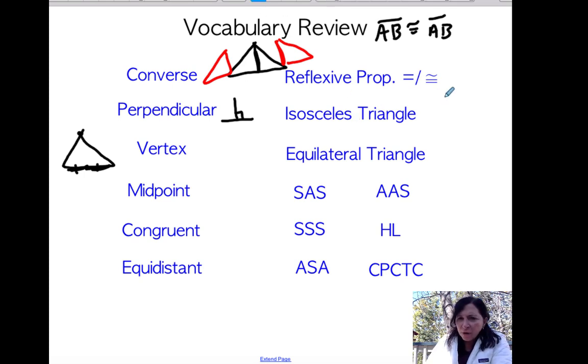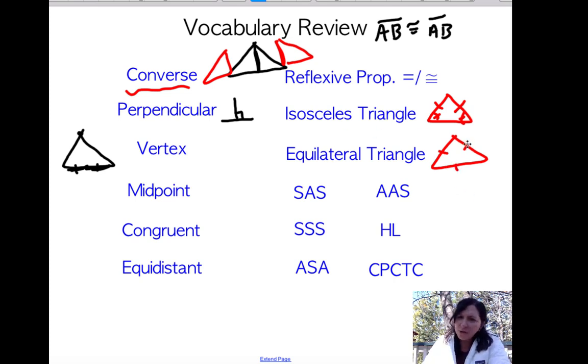Isosceles triangle is a triangle that has two equal sides. So if you have two equal sides, then it's an isosceles triangle. The isosceles triangle theorem, which we call ITT, says that if I have two sides that are congruent, then their opposite angles are congruent. The converse, there's our new word, says if my two angles are congruent, then my two sides are congruent. Equilateral triangle is where you have three sides congruent in a triangle.